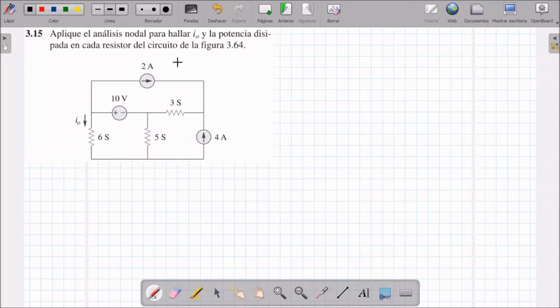By applying node analysis we know. First, what I'm going to do is mark the nodes. This one I'm going to call node B1, B2, C1, B3. The first thing I notice is that the resistors are in Siemens. Let's remember that this is conductance. The conductance G is equal to 1 over the resistance, that is, it is the inverse of the resistance.